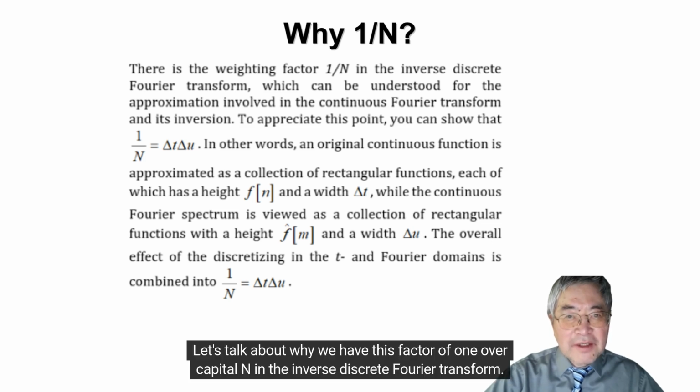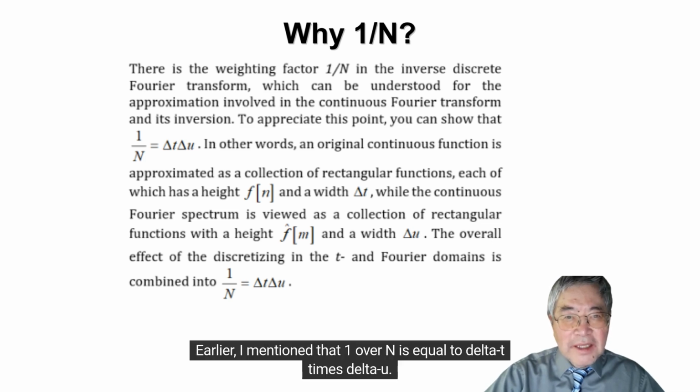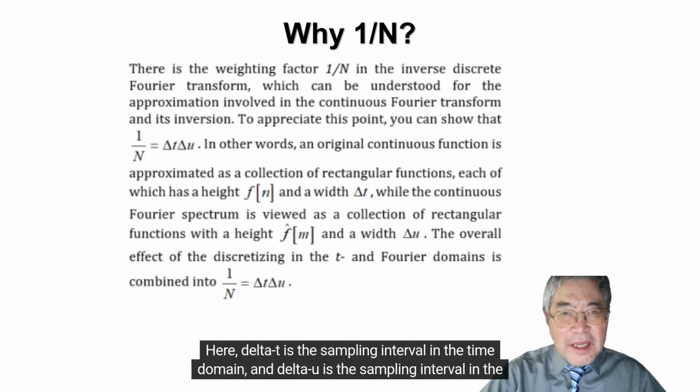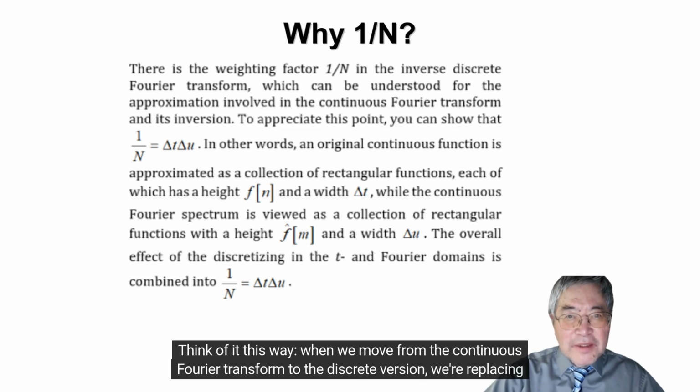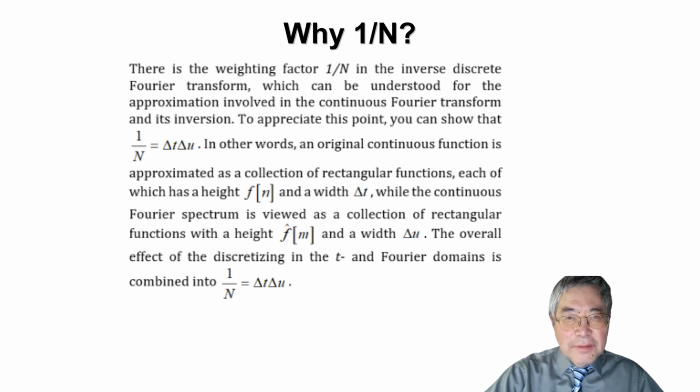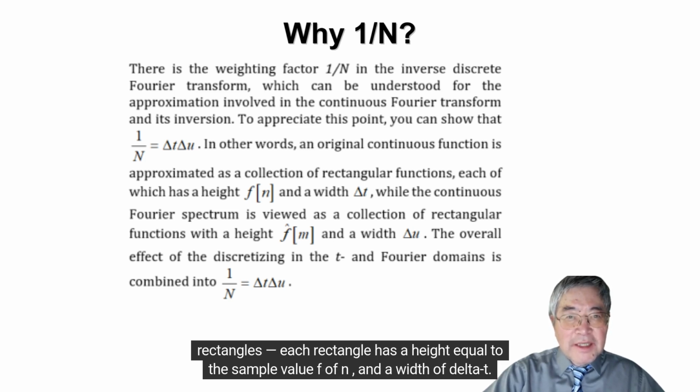Let's talk about why we have this factor of 1 over capital N in the inverse discrete Fourier transform. Earlier I mentioned that 1 over N is equal to delta t times delta u. Here delta t is the sampling interval in the time domain and delta u is the sampling interval in the frequency domain. Think of it this way. When we move from the continuous Fourier transform to the discrete version, we're replacing continuous integrals with sums. In the time domain, we can picture our original continuous function as being approximated by a collection of rectangles. Each rectangle has a height equal to the sample value f of n and a width of delta t.